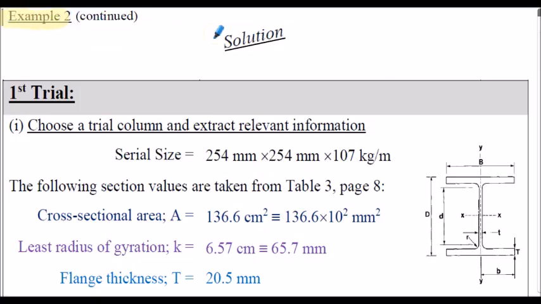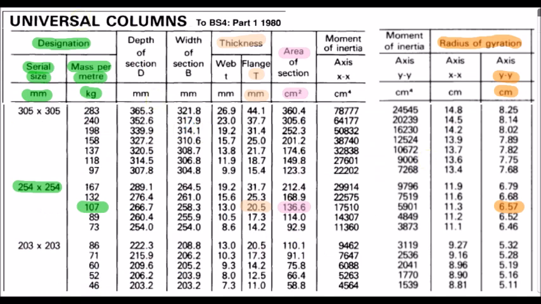Example 2, solution continued. This is our first trial. I've chosen the trial column to be serial size 254 millimeters by 254 by 107 kilograms per meter. And that's just a decision that I've made. We need now to extract the various section values from the appropriate table in our notes or in the standards. So here's our universal column table again. I've highlighted here the values we need.